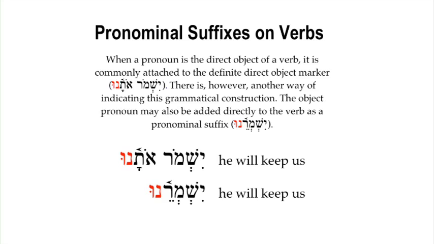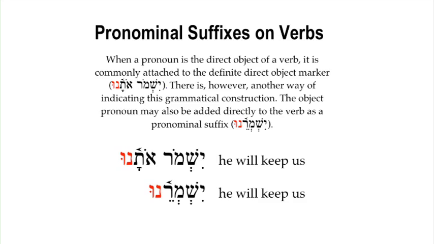Look at your screen with me. When a pronoun is the direct object of a verb, it is commonly attached to the definite direct object marker, yishmor othanu. There is, however, another way of indicating this grammatical construction. The object pronoun may also be added directly to the verb as a pronominal suffix. So let's look at the two examples on this particular slide.